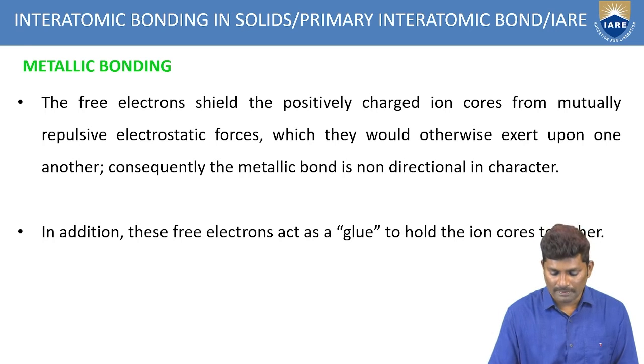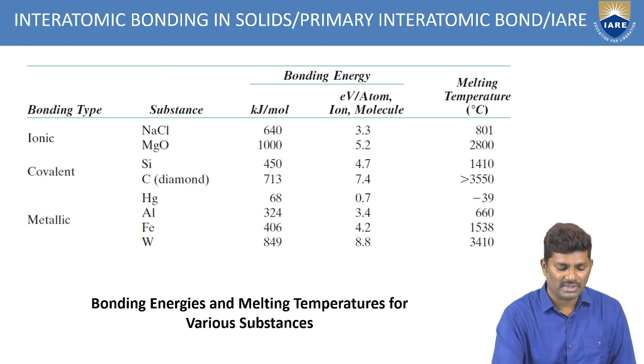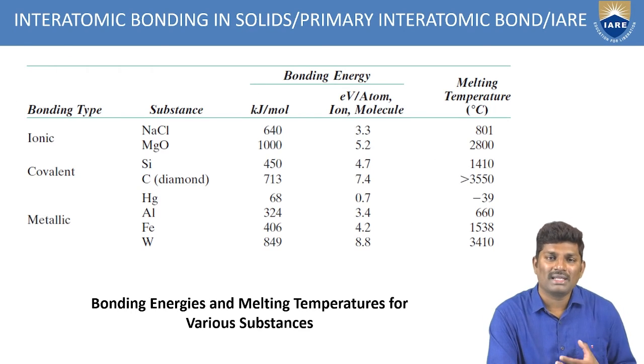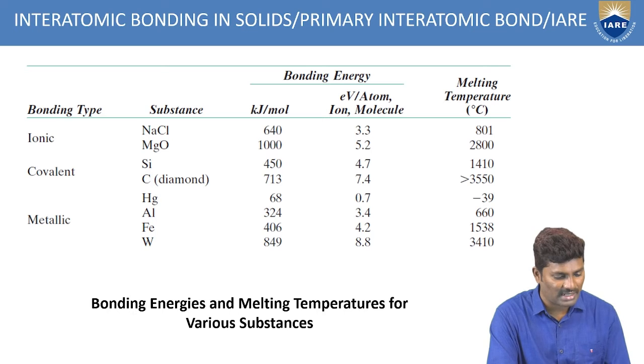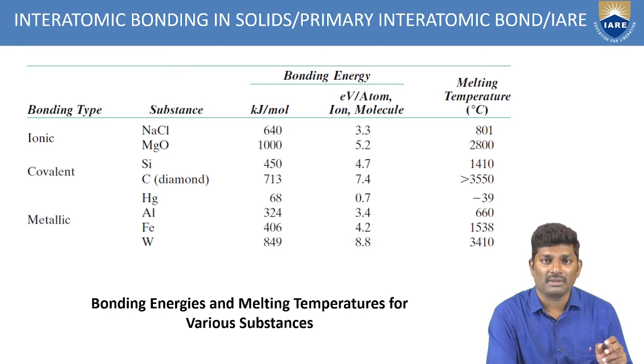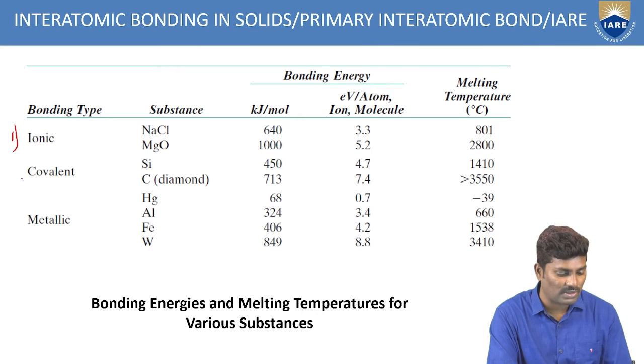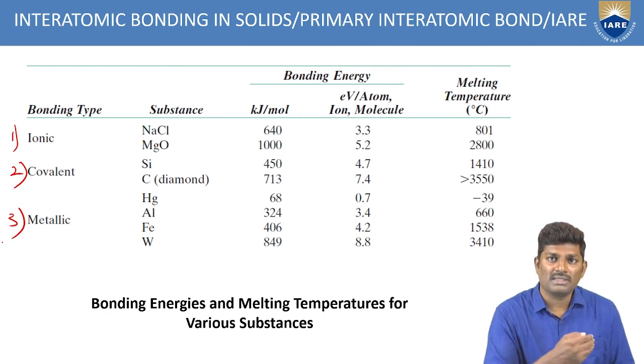So this is about metallic bonding. Now let's look at the bonding energies and the melting temperatures for the various types of materials. Here you have the three categories of primary bonding: the first is ionic, the second is covalent, and the third is metallic. These three are the primary bonding types.